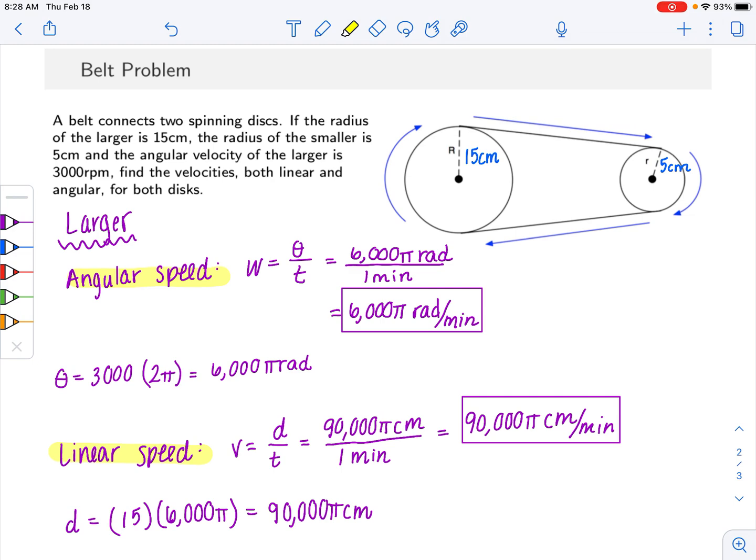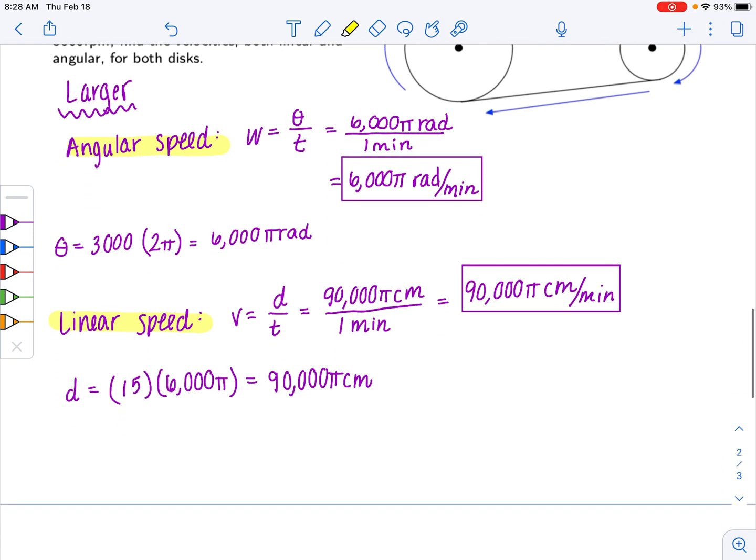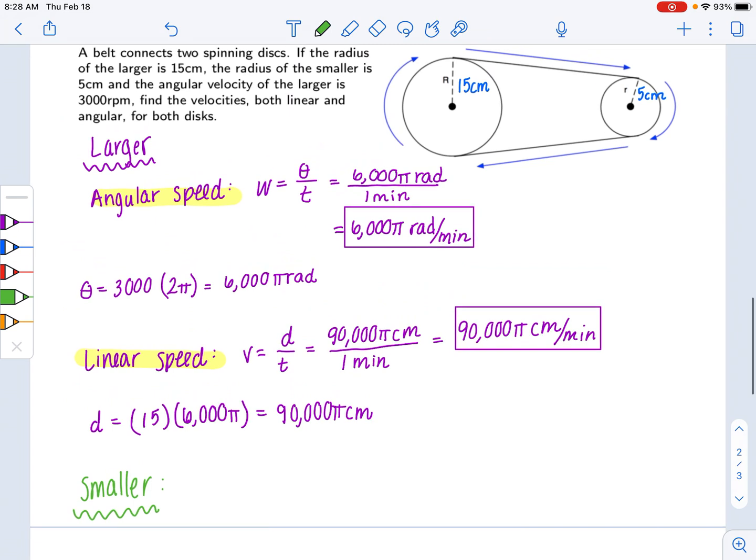Now we have to find for the small. Kind of running out of room, but that's okay. So for the smaller one, keep in mind we are not given the RPMs. We don't know what the revolutions are. So angular, we'll figure that out in a second. Linear, though, do you see how this is the same line?